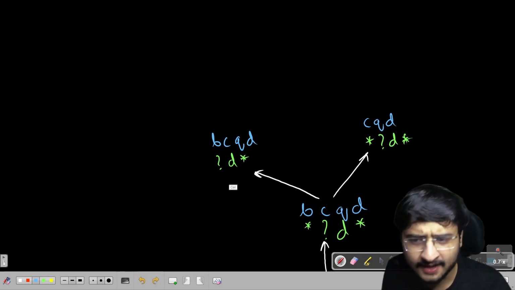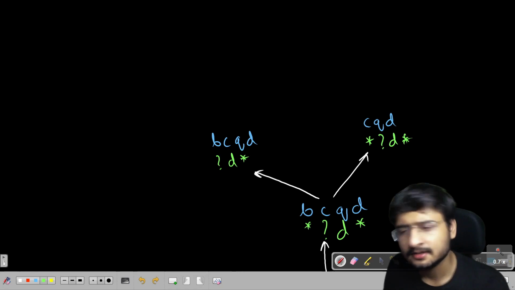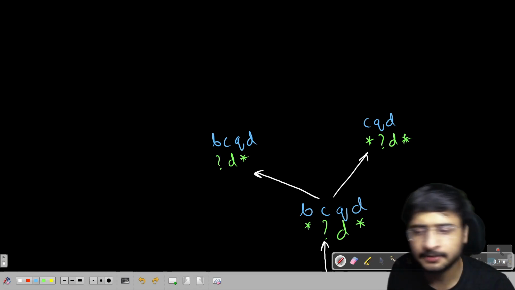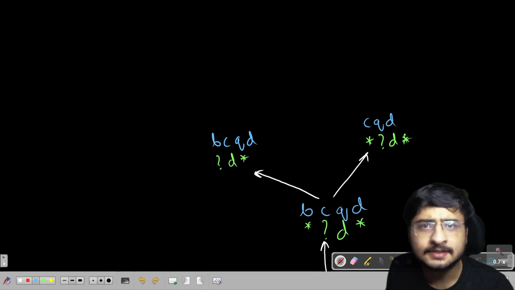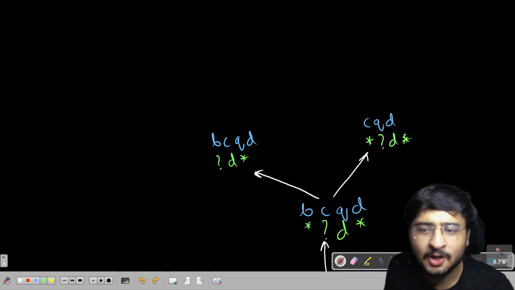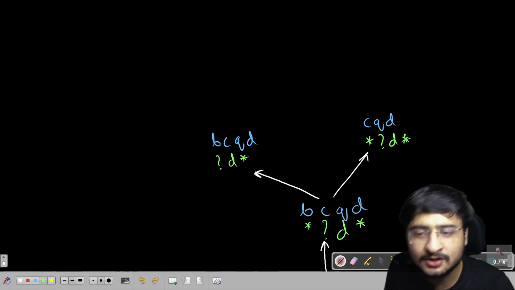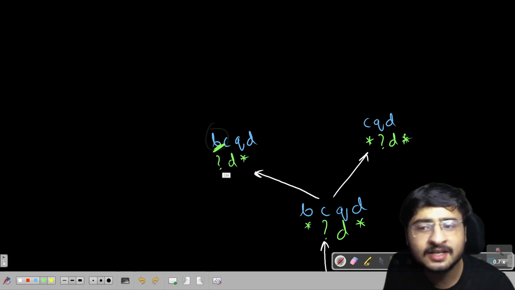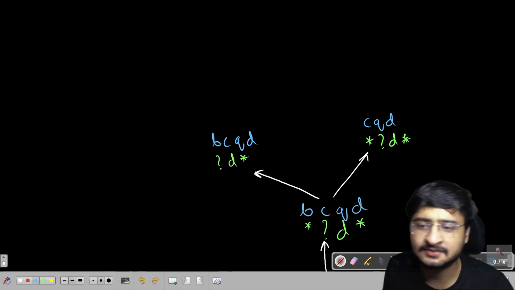We have the string BCQD, and the pattern question mark D star. That's great. Let's move forward and see what will happen. Question mark can be replaced by B. Question mark has no choice but to get replaced by B, because if question mark is not able to match with B, I'll never be able to match the pattern, since I have to consume the first character from the string, as I have to do in this pattern as well.